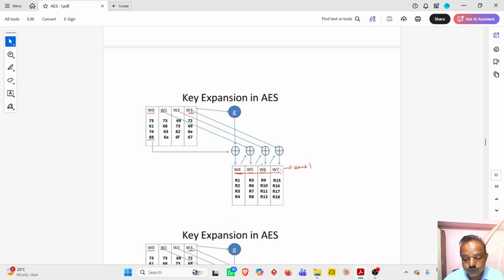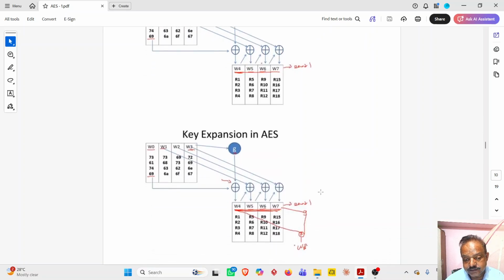Is it clear? So this key will be used. This is used for round 1. Round 0 already, this is the key as it is. For round 1, this is the key to be generated. Key to be there. Okay.